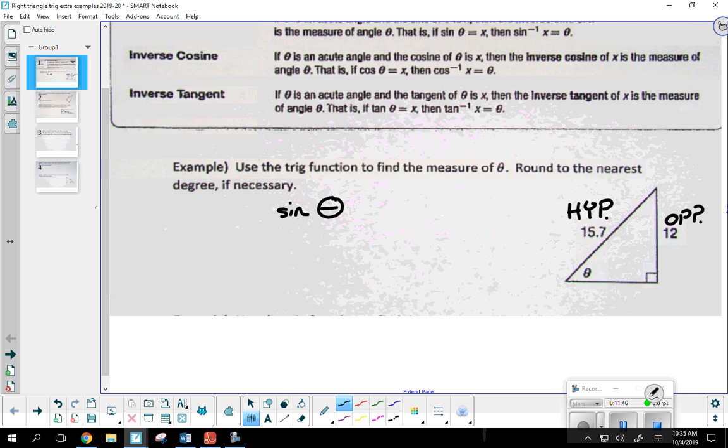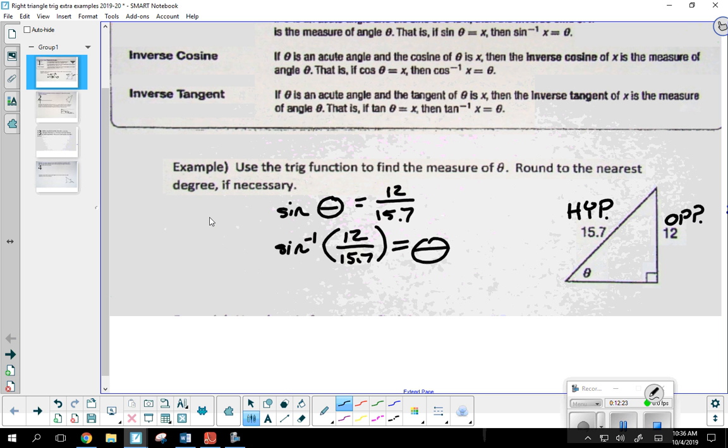So let's look at it normally. Sine of theta, whatever angle measure he represents, if I take sine of that angle, I should get the ratio of the opposite 12 over the hypotenuse 15.7. But I want to know what that angle measure is. So now I'm going to evaluate the inverse sine using what? You evaluate an inverse trig function by plugging in the ratio of those two sides. So 12 over 15.7 should give me the angle measure that I'm looking for.